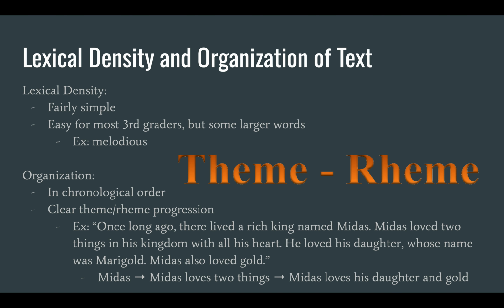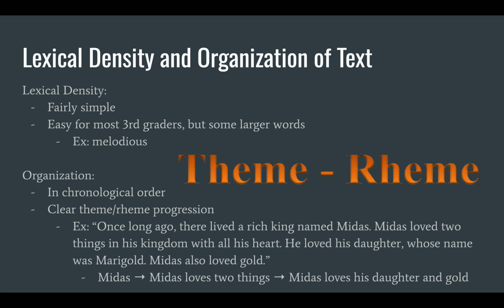And then a little more information about the features. The lexical density was actually fairly simple. I think since it was about a subject not normally covered, about Greek myths, they kept it pretty simple, and most third graders would be able to follow along. There were some tougher words, though, like melodious.